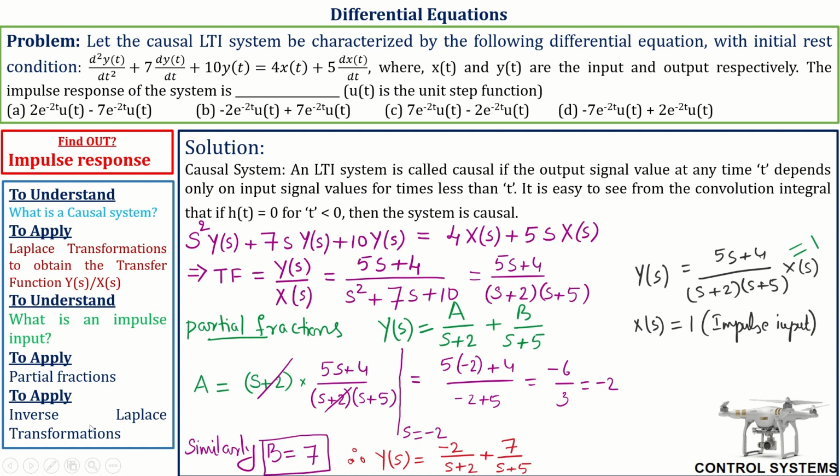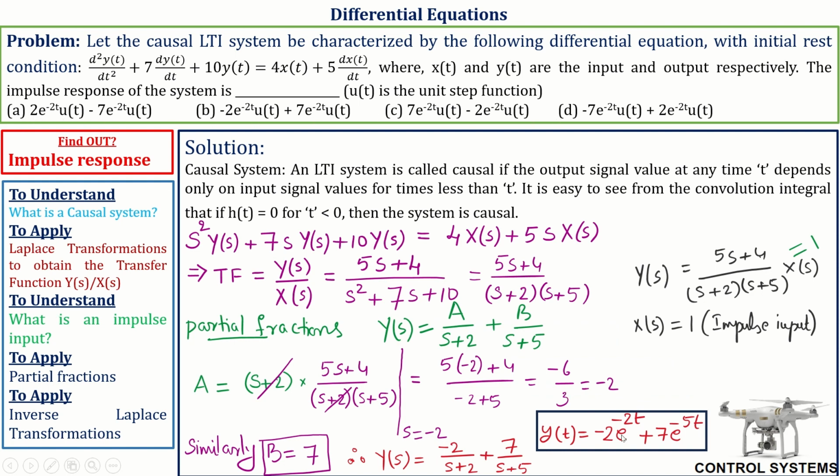Now we need to apply the inverse Laplace transformations to this y of s obtained after partial fractions, and hence we get y of t is equal to minus 2 e power minus 2t plus 7 e power minus 5t. The inverse Laplace transformations are quite easy for a simple pole: 1 by s plus 2 or 1 by s plus 5 is e power minus 2t and e power minus 5t respectively. So minus 2 and 7 are the constants which are left as they are. So this is our answer, and we need to find out where this answer is in the options given above.